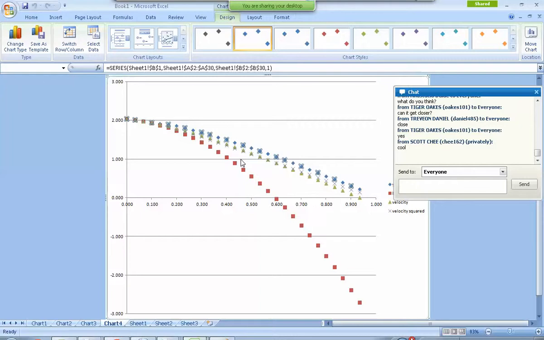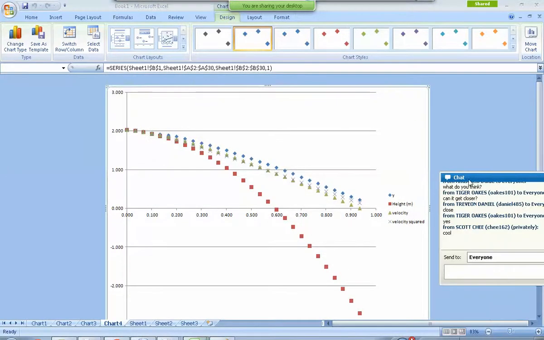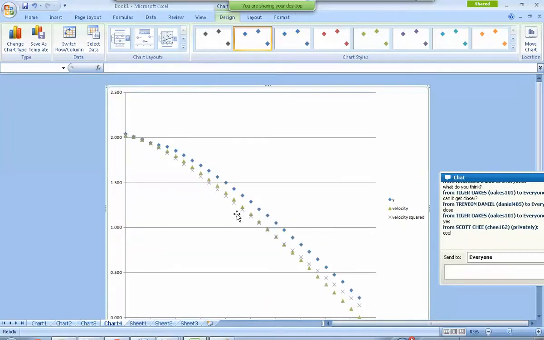Blue data is what Tracker threw out. Got it? Red data is what Newton throws out. This is not considering any air resistance. It's not a very good graph. Green data is using only velocity. And the X data is using velocity squared.